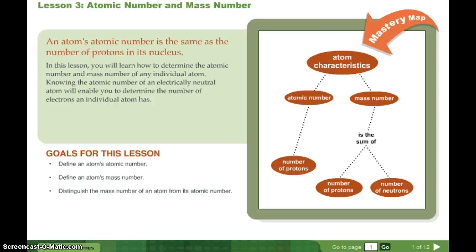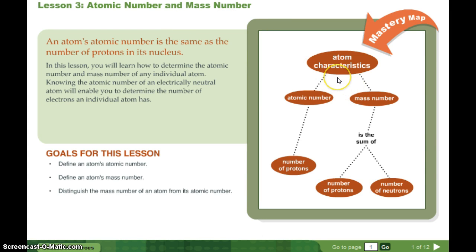Hey Chemistry, Mrs. KJ here, going over Lesson 2.03, Atomic Number and Mass Number. And I will warn you, these two concepts are going to be used the rest of the year. So as always, but especially now, if you're feeling confused, please come see me.